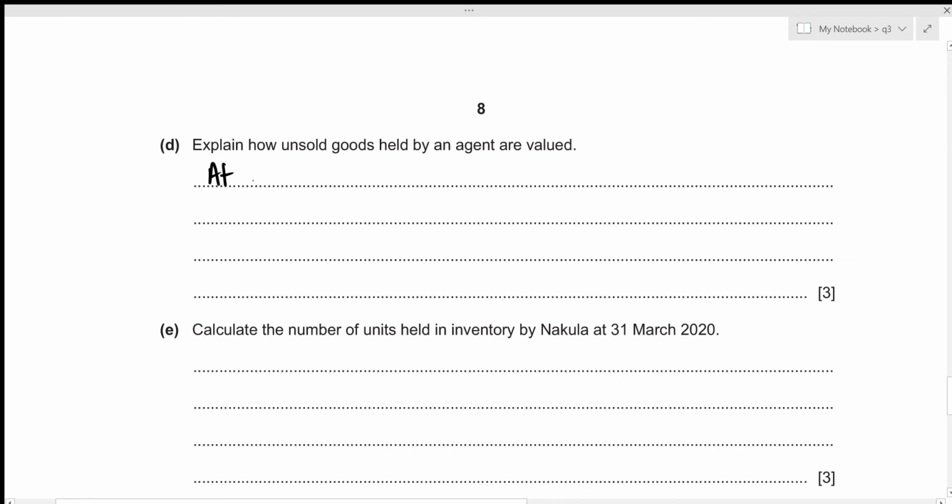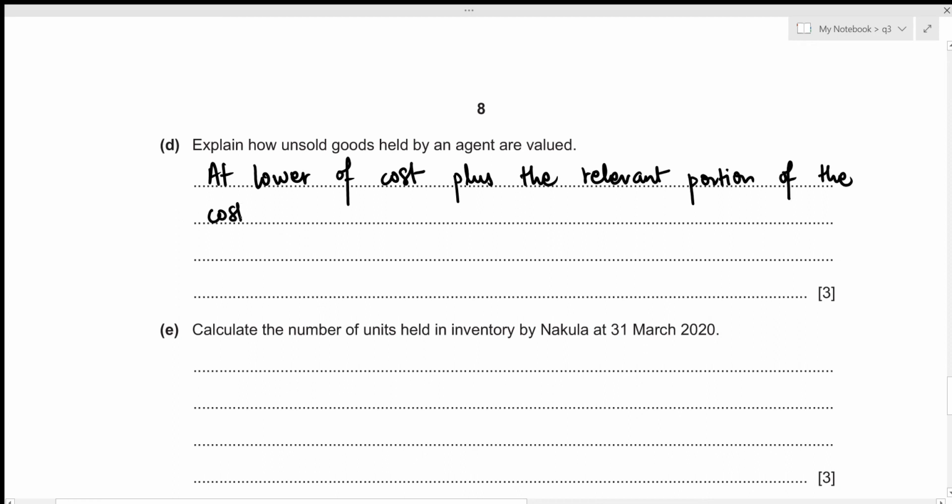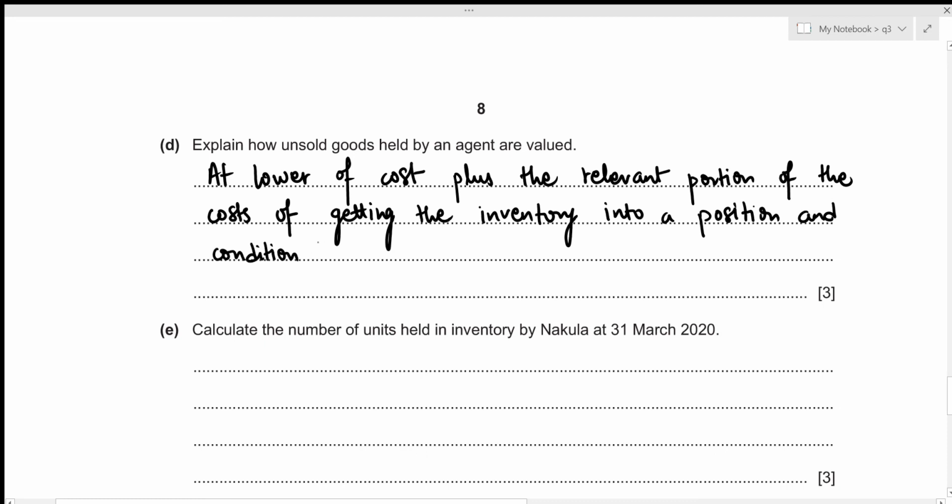At lower of cost plus the relevant portion of the costs of getting the inventory into a position and condition to sell and net realizable value.